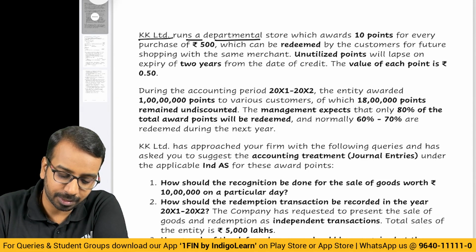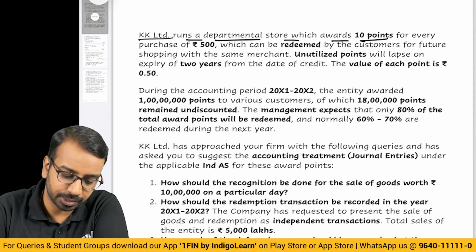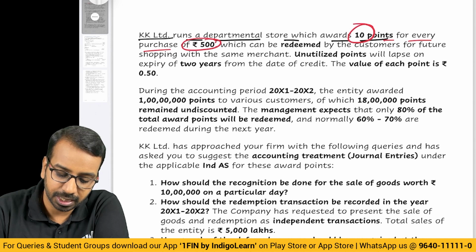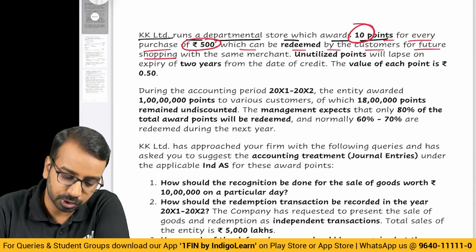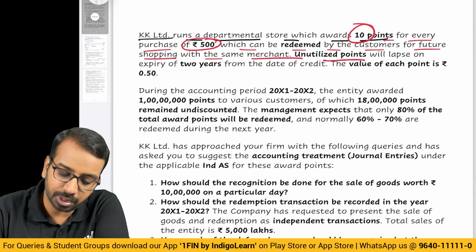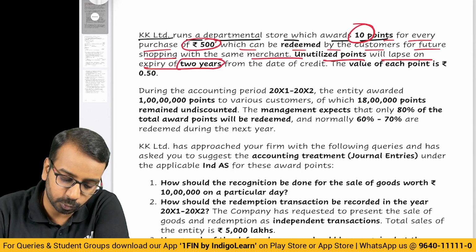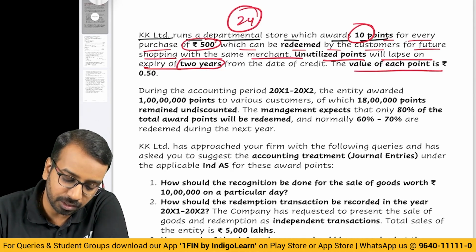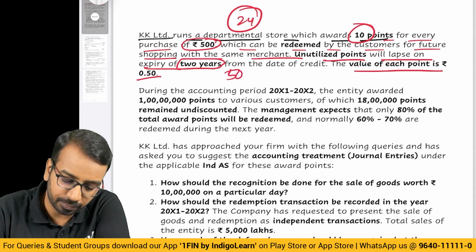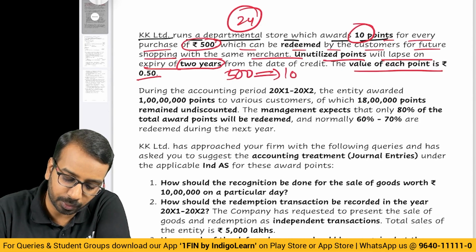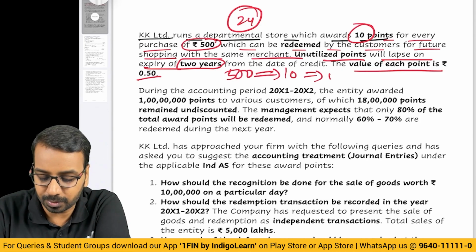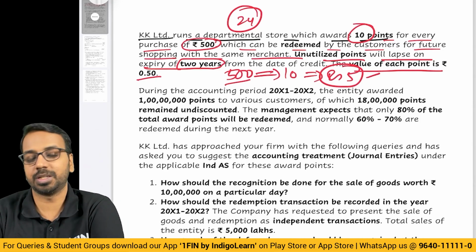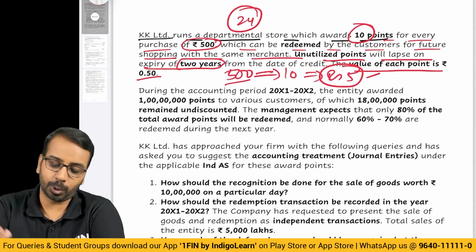KK Limited runs a departmental store which awards 10 points for every purchase of 500. So for a purchase of 500, you get 10 points, which can be redeemed by the customers for future shopping with the same merchant. Unutilized points will lapse on expiry of 2 years. So for 2 years it is valid, after that it will be expired. Value of each point is 50%. So for a 500 purchase you will get 10 points and the worth is 50%, which means you will get rupees 5. That is basically a purchase of 500 gets rupees 5. Simple ratio if you want to understand.